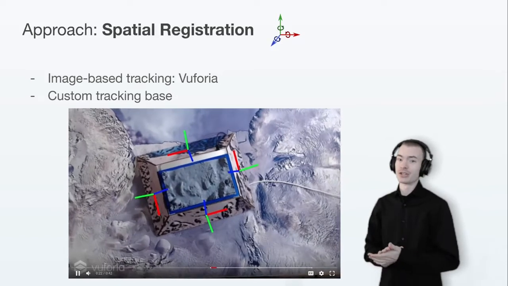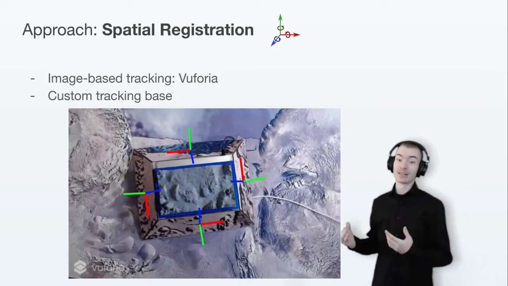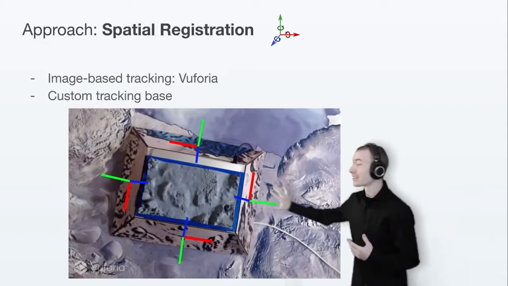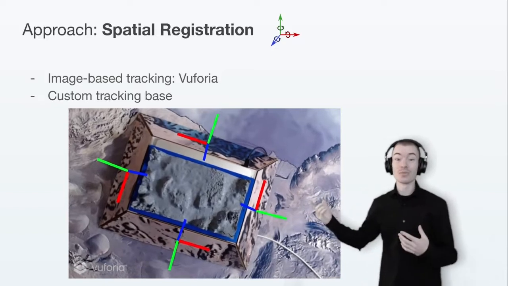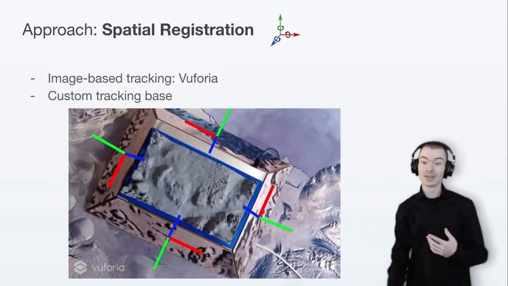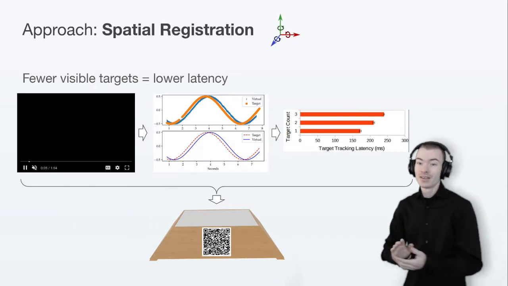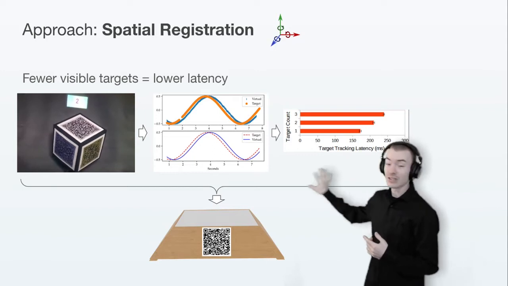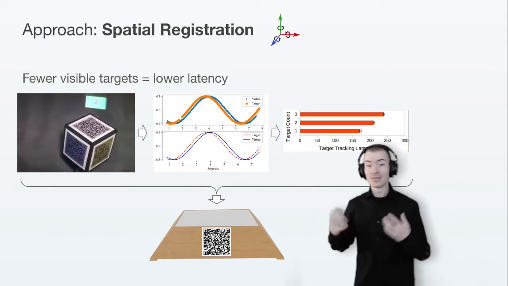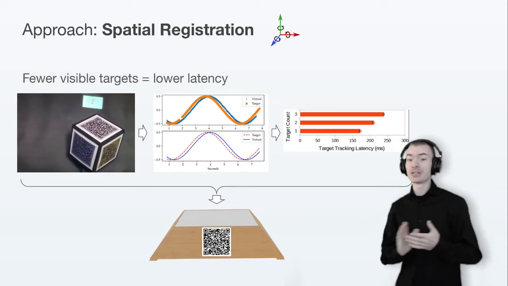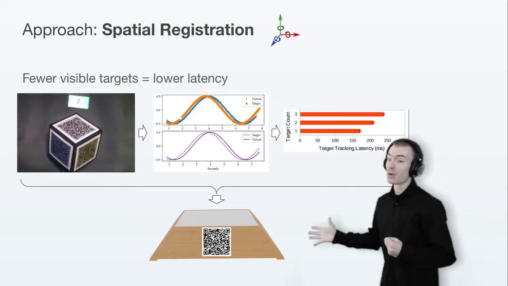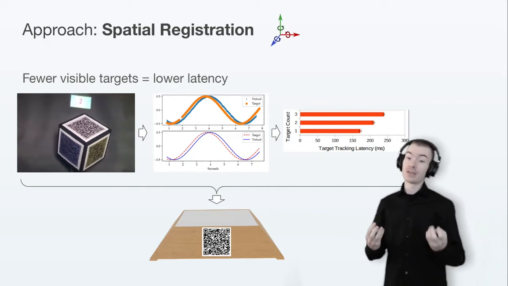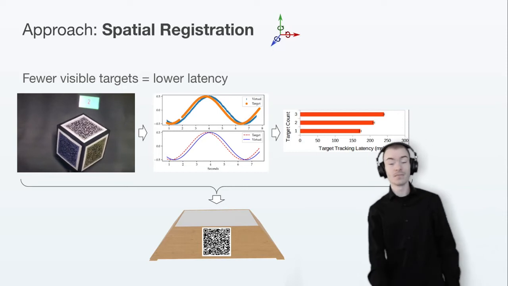To solve the registration challenge, we use the Vuforia image tracking system and a custom truncated pyramid base. So here we see 4 image targets that are tracked, shown by their axes in red, green, and blue. The truncated pyramid design was informed by initial latency trials of oscillating image targets. And through these trials, we determined that the latency increases for each added visible target. So on the final tracking base, we try to make sure that there are only 1 or 2 images visible during normal operation of the system.